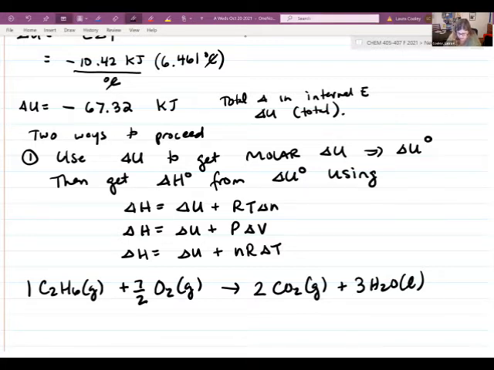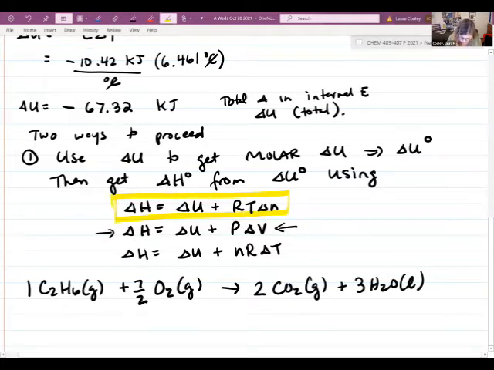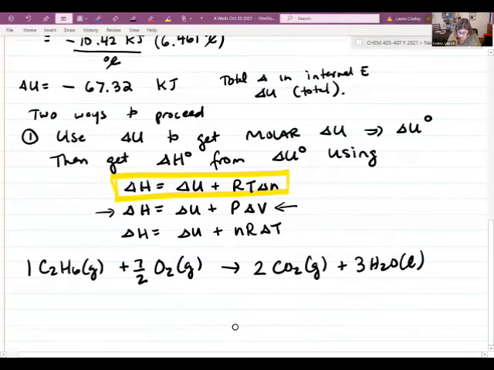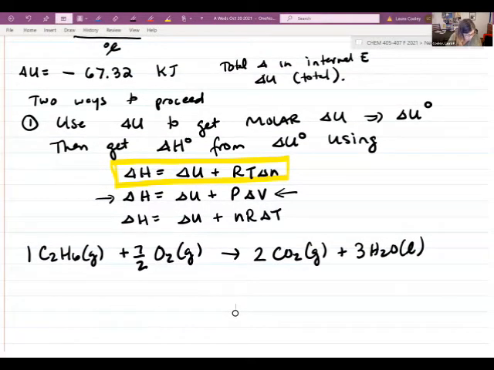So what's happening here is that the volume is changing. And so we could use this one, but it'd be harder to use. The appropriate equation to use here is actually this one. And what we need to eventually do is get a change in moles, okay? So that's what we're going to do. Okay, that's the first method that we could use, all right? There's a change in moles of gas, and we could get the molar delta U, which we call delta U zero, and we could use that to get the delta H zero using this equation here, all right?